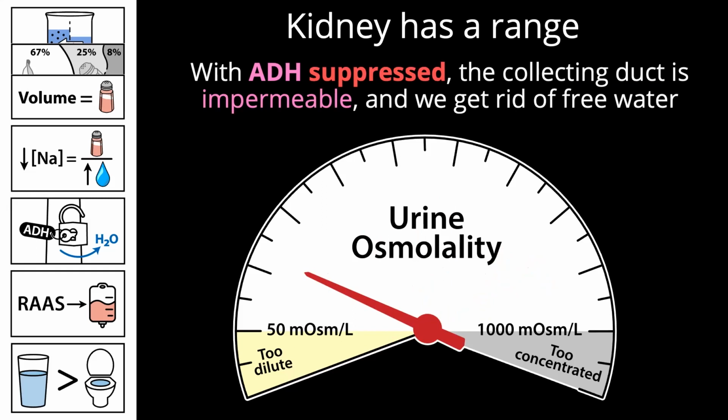All right. The collecting duct is impermeable. You're not adding water from the urine to the body. And so you have a pretty dilute urine down to 50, but you can't do better than that.